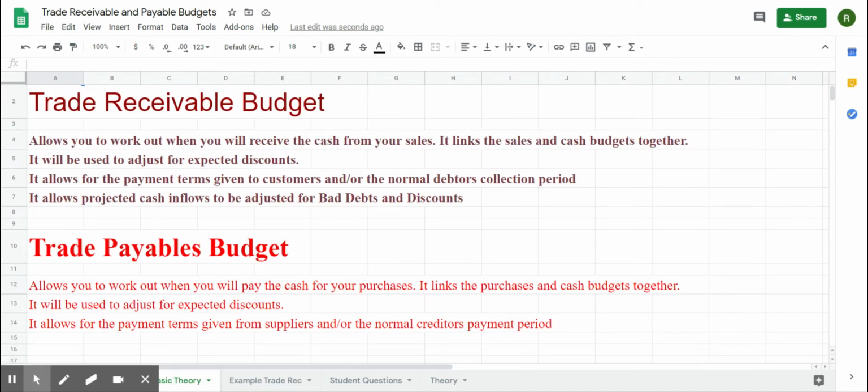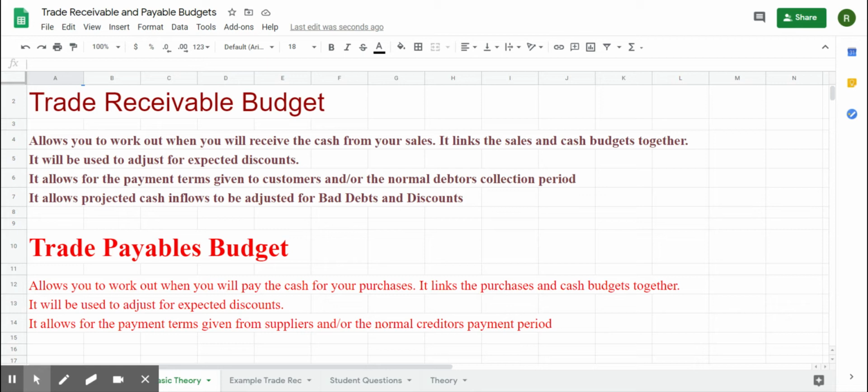Trade receivable budget is used to help you to work out when you are going to receive the cash from your sales. There would be no point doing a trade receivable budget unless many of the customers were credit customers and therefore allowed to pay at a later date. So we know the sales, we need to know when the cash is coming in, and also it's useful to know how much money we are likely to be owed at the end of each month.